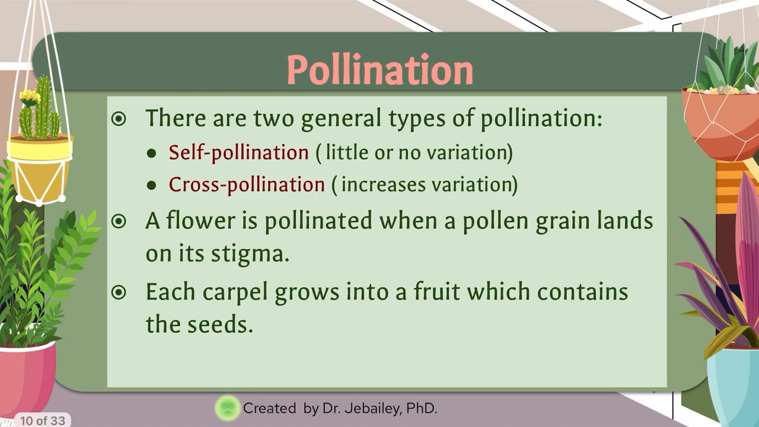So there are two ways of pollination. We have self-pollination and cross-pollination. When it's self-pollination, there's not much variation. That means you're making exactly the same copy of the flower. When it's cross-pollination, that means you're increasing variation. That means you're making mixtures of flowers, so you might have different types of flower.